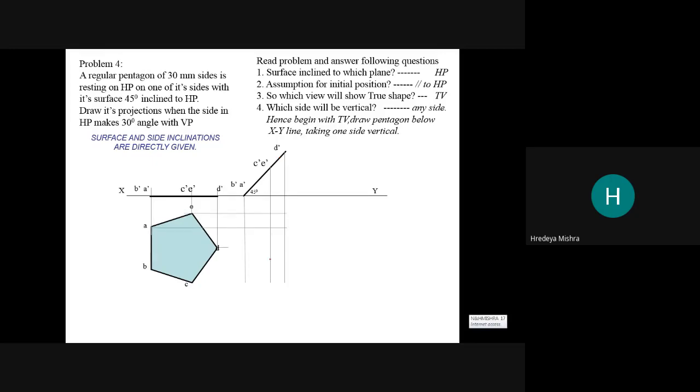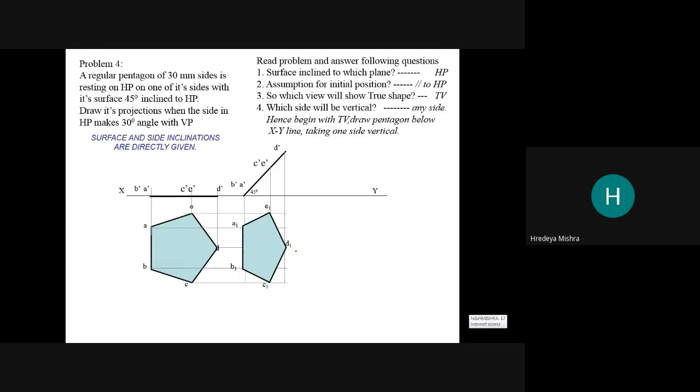Now draw the projection, vertical projection and horizontal projection. Okay. Now A is here, B is here. So we get A, B, A1, B1. This is E1 and this is C1 and this is D1. So we get the second step.